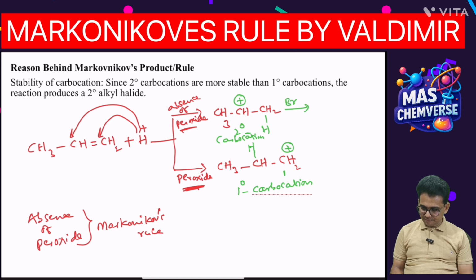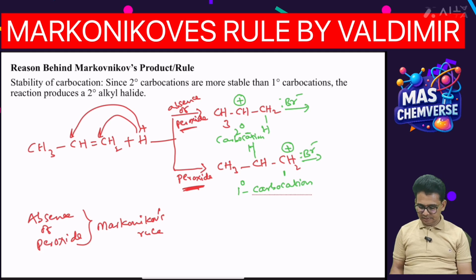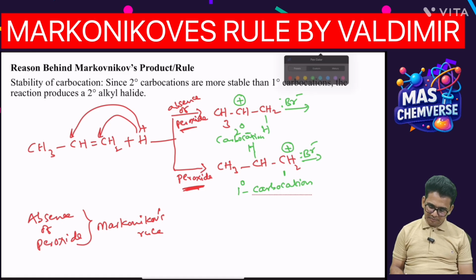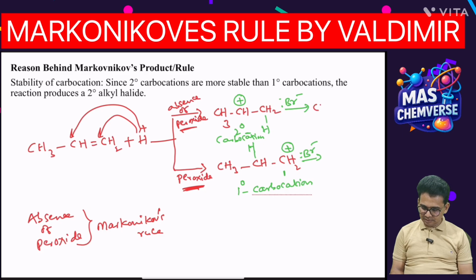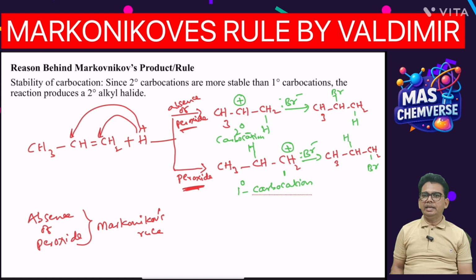I told you, bromine is electron rich, having a pair of electrons. That's why it forms the Markovnikov's product. Just see here, hydrogen here, bromine here. This is the secondary alkyl halide. What is the product name? This is called the Markovnikov's product. And this other one is the anti-Markovnikov's.